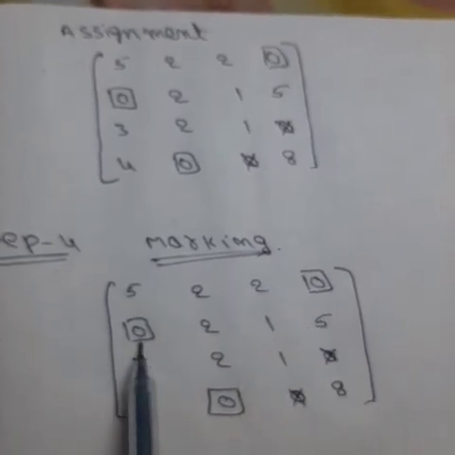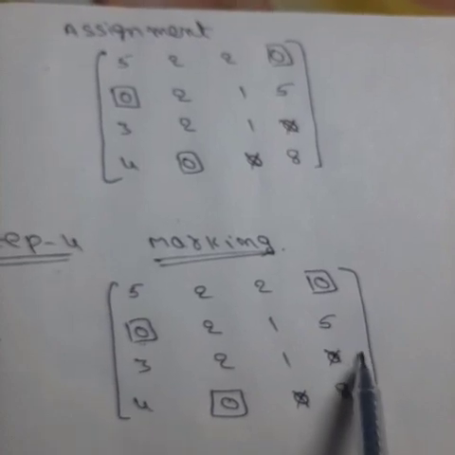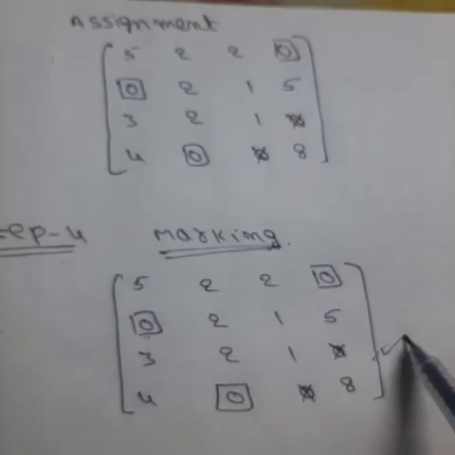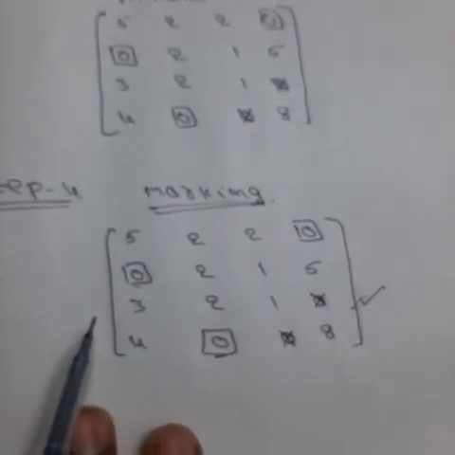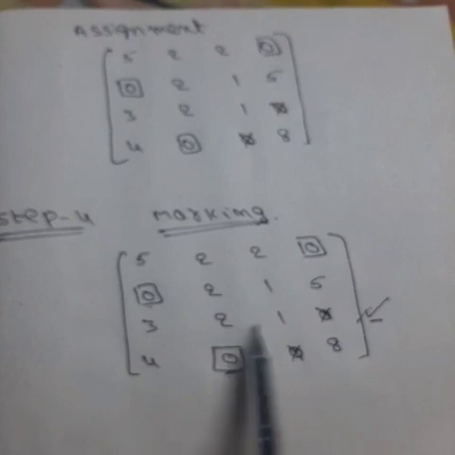In the first row there is an assignment, and in the second row there is an assignment, and in the third row there are no assignments. Then mark this row. In the fourth row there is an assignment, so leave it. Next, in the marked rows, identify the value 0, here itself in the fourth column. So mark the fourth column.